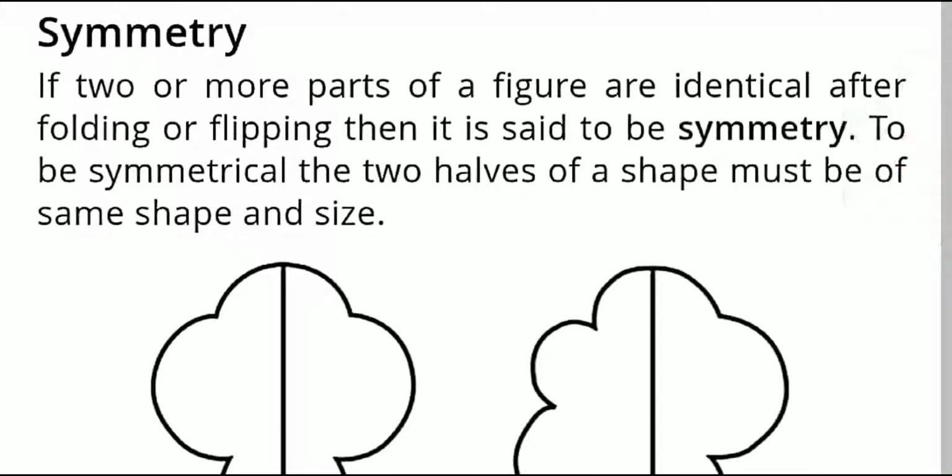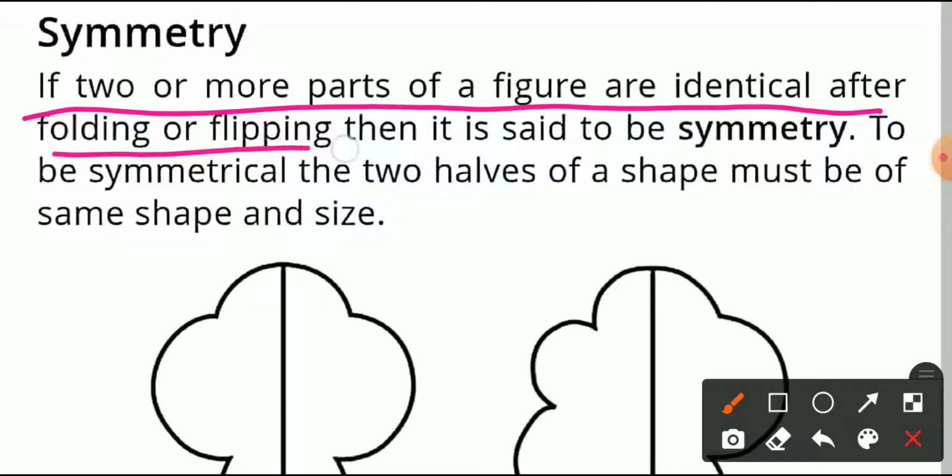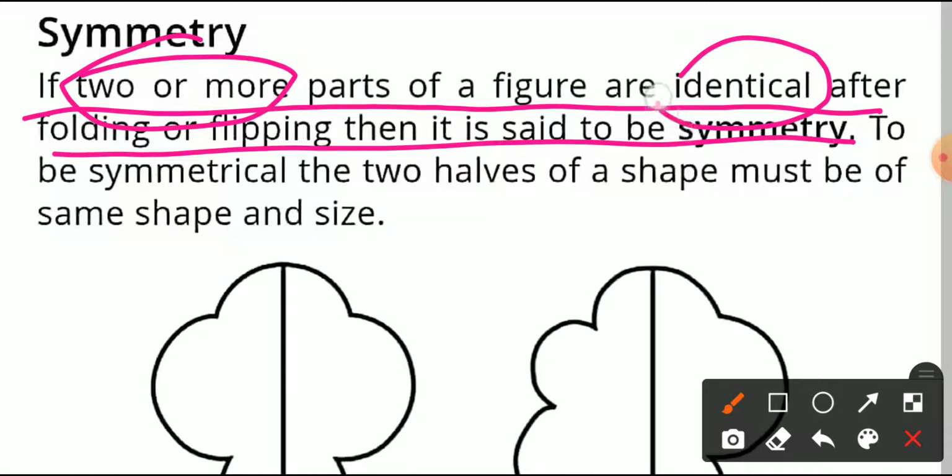First, see here the definition. If two or more parts of a figure are identical after folding or flipping, then it is said to be symmetry. If two or more parts, it is necessary that at least two parts should be compared, and if they are found identical, then we can say that the parts are symmetrical.